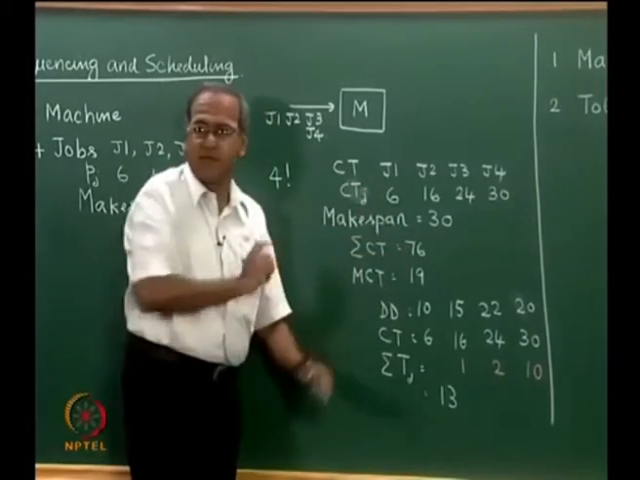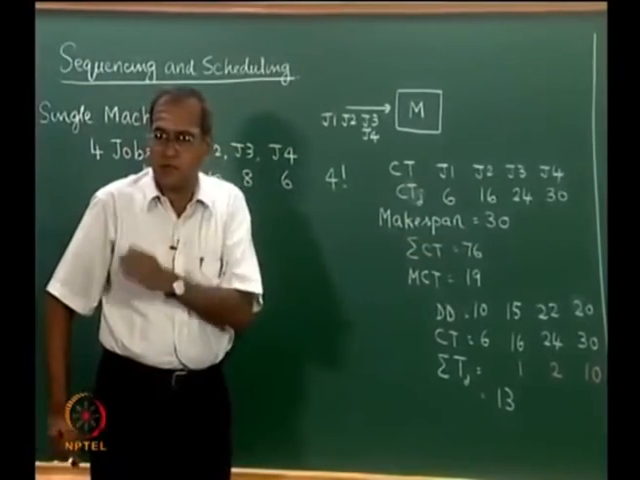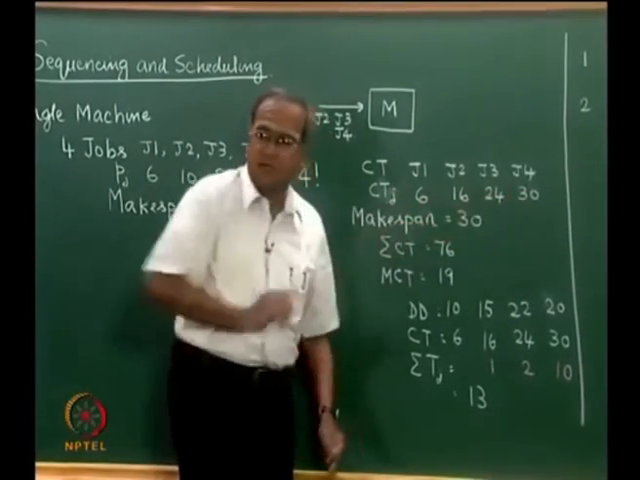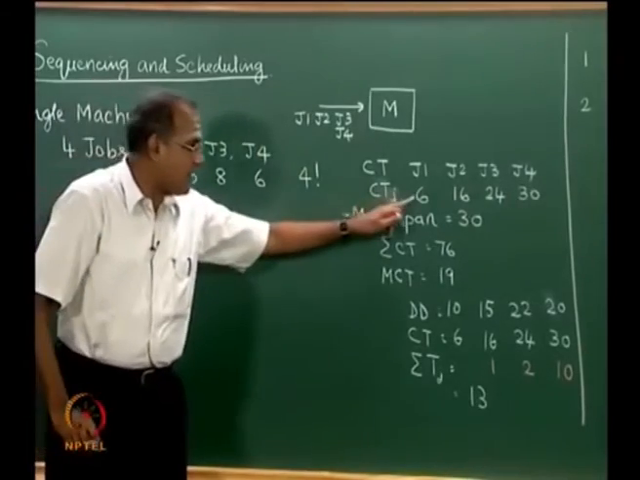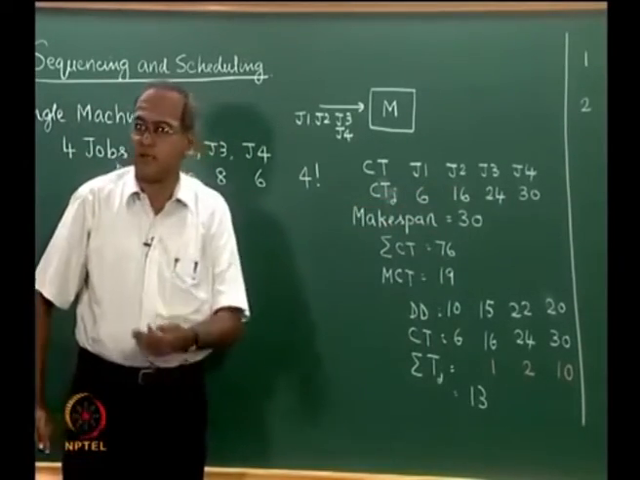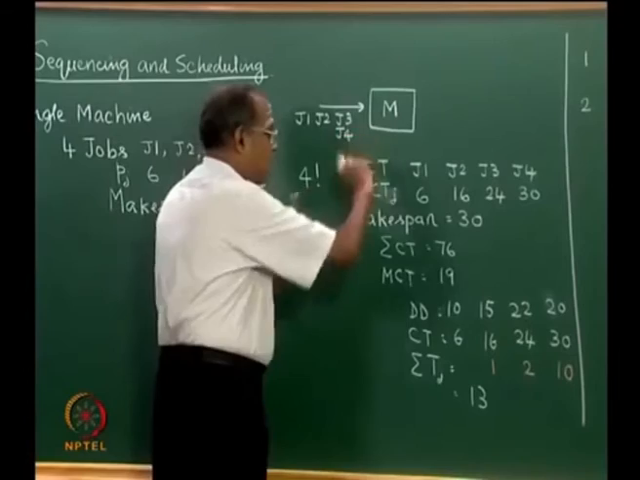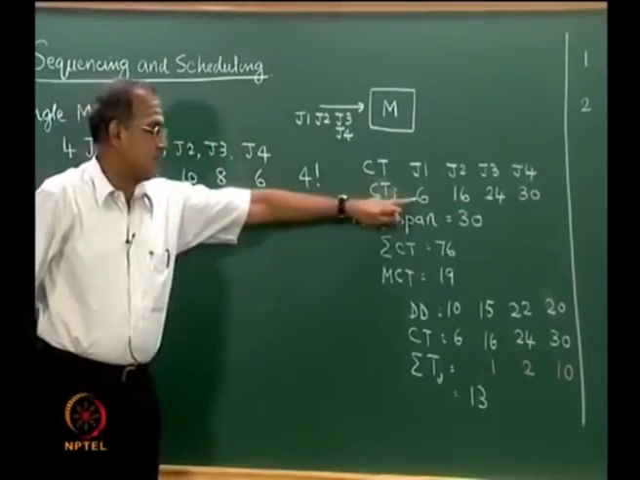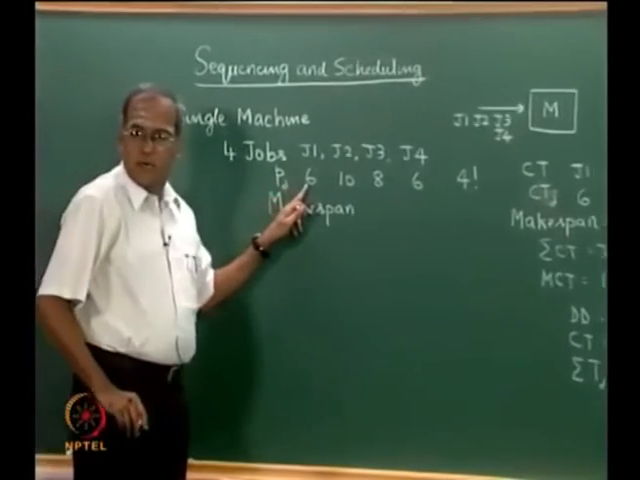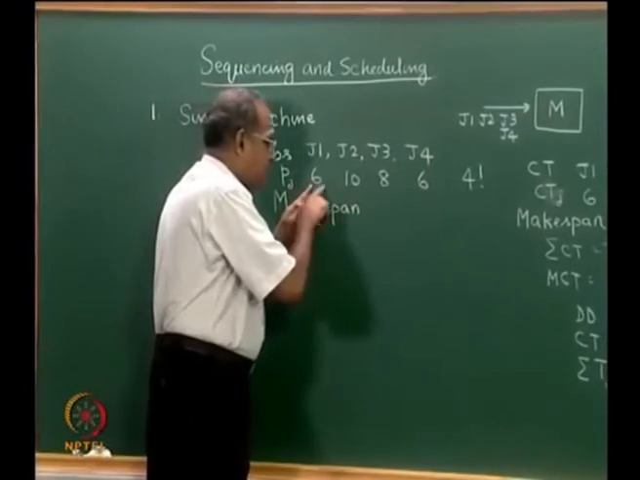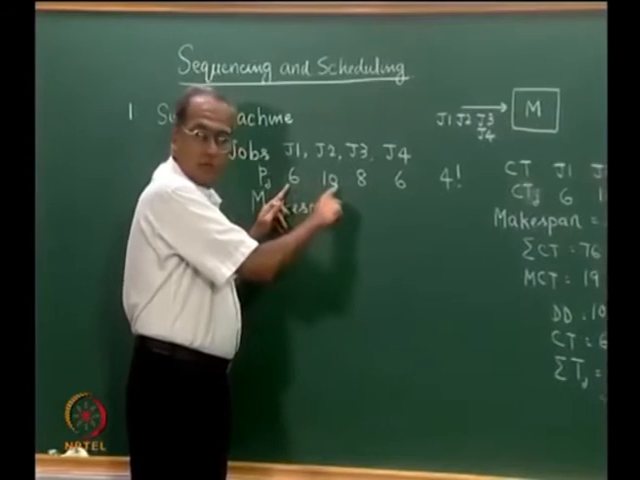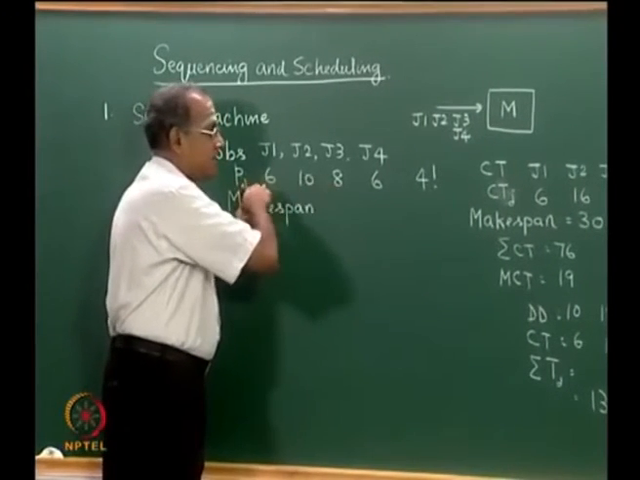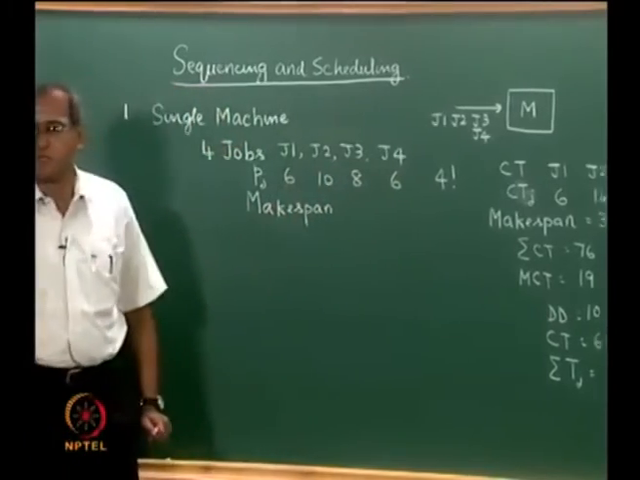If we want to minimize this 76, let us find out how we got this 76. 76 was got by the sum of 6 plus 16 plus 24 plus 30. Now how did we get these? The moment we choose an order 1, 2, 3, 4, 6 is the processing time of the first job, 16 is the sum of the processing times of the first two, 24 is the sum of the processing times of the first three, and 30 is the sum of the processing times of all four.